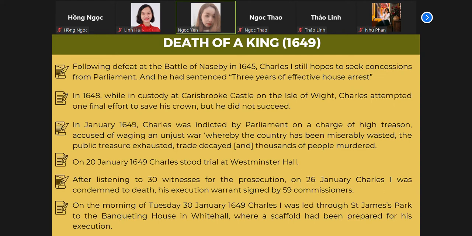Following the defeat at the Battle of Naseby in 1645, King Charles I had to seek concessions from the parliament. However, he didn't succeed, and finally he was sentenced to 3 years of effective house arrest.